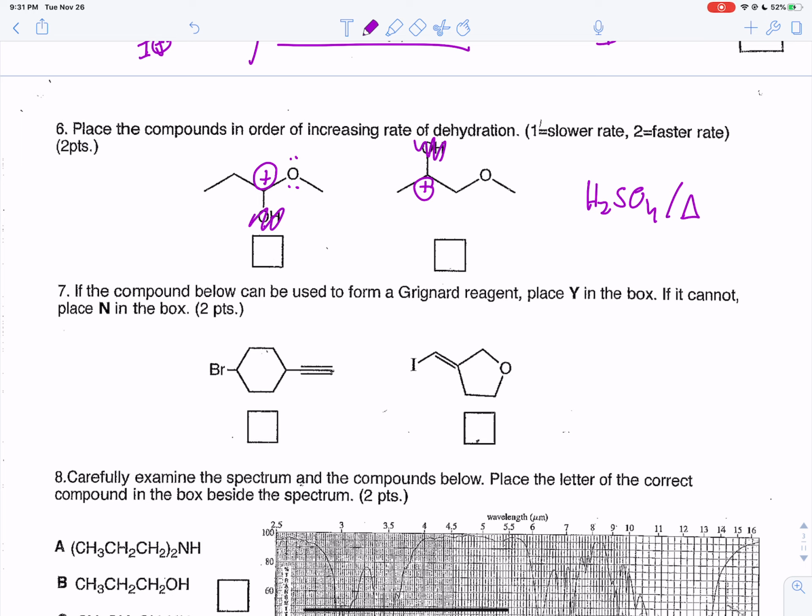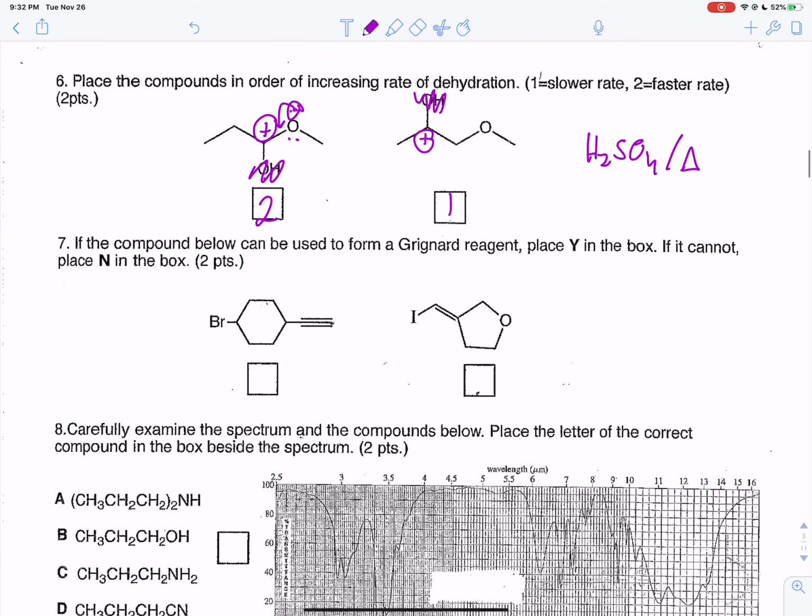The first one. Why'd you pick the first one? Exactly. So the first one can have resonance. He's talking about that resonance structure. You can displace the positive onto the oxygen. That's more stable intermediate. It's more likely to happen. This is going to be our number 2. And then our slower one is going to be our number 1. Okay, resonance is a stronger factor at play here than the inductive effect of that oxygen.